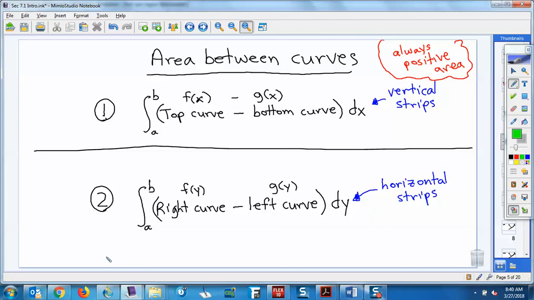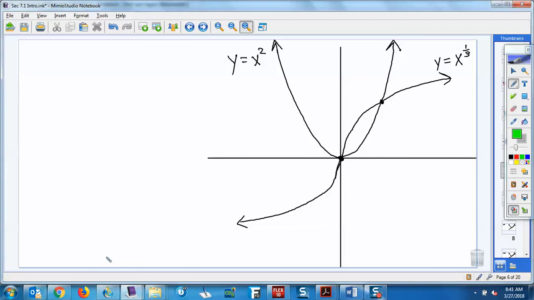Now, what changes if you're going to do it with horizontal strips? Well, now you're doing right minus left. Again, you want the bigger number minus the smaller number. So the right-hand x-coordinate is going to be bigger than the left-hand x-coordinate. And notice it says f of y minus g of y. In other words, we're going to be subtracting x-coordinates, not y-coordinates. And so the functions are going to have to be switched in terms of y's. Okay, and notice the width there is dy. So let's take a look at how this would have looked on that very same problem.